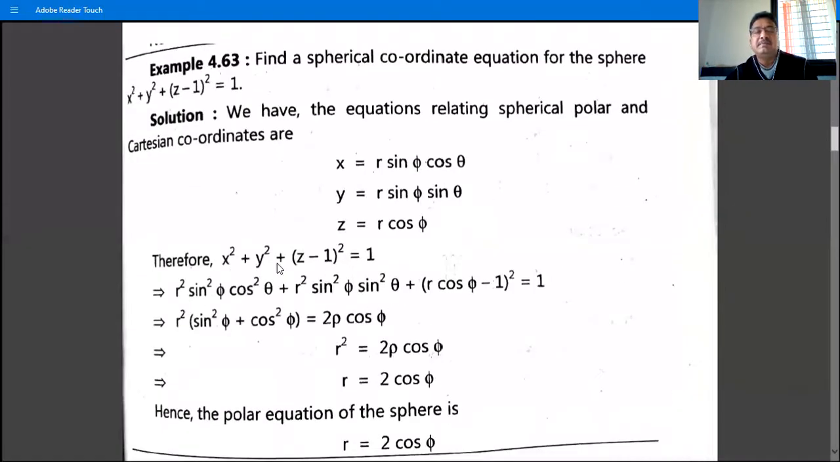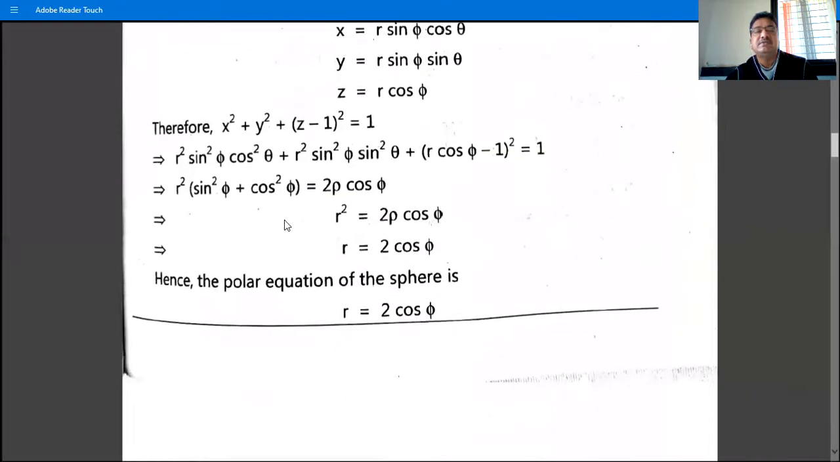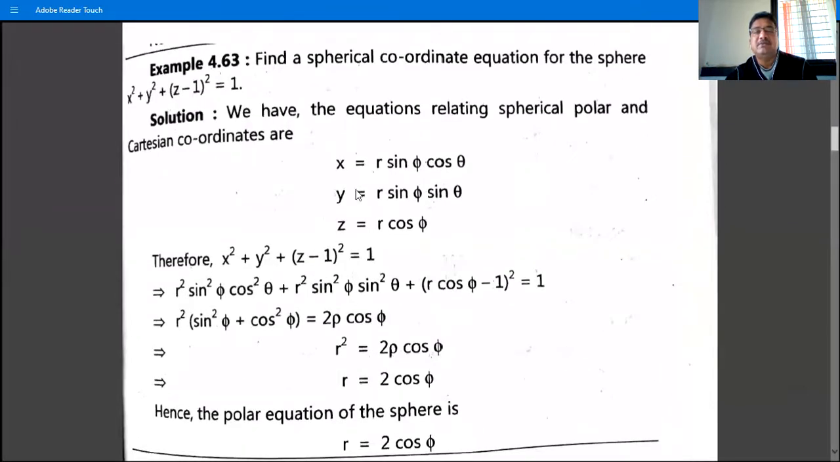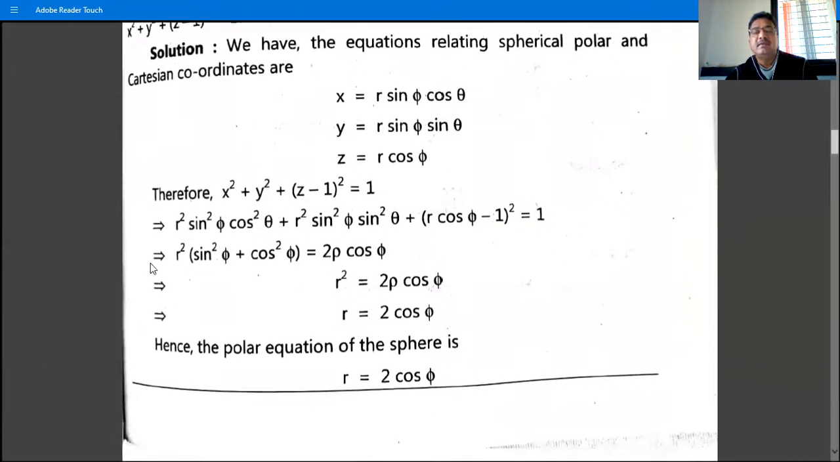Okay, and then x square plus y square plus (z minus 1) whole square is equal to 1 is converted: substitute x, y, and z with these values and simplify. If we take r square sine square phi as common, then in the bracket we have cos square theta plus sine square theta, which is 1, and therefore r square sine square phi plus cos square phi. Then take r square as common, and after expansion we have r square.